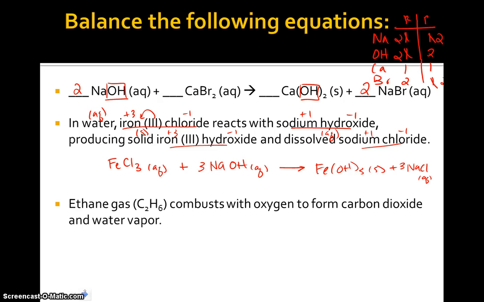Now our last example is going to be a little bit more of a difficult one. We've got ethane gas, which I've given you the formation for, combusts with oxygen to form carbon dioxide and water vapor. So that word to form means these are going to be my products, and my reactants are going to be ethane gas and oxygen. So let's go ahead and write our reaction.